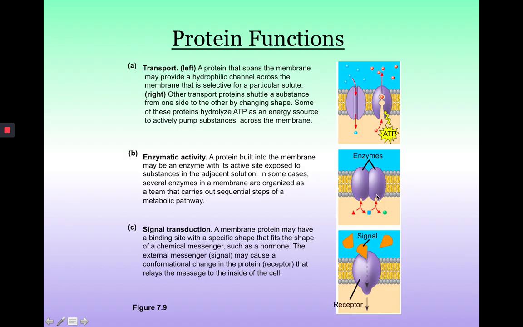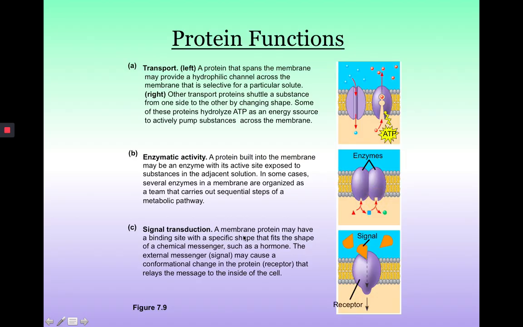Enzymes. Sometimes we have enzymes that are needed for making reactions happen inside of the cells. So we embed them in the membrane so they're always there, and make sure you recognize that the active site must be toward the cytoplasm.